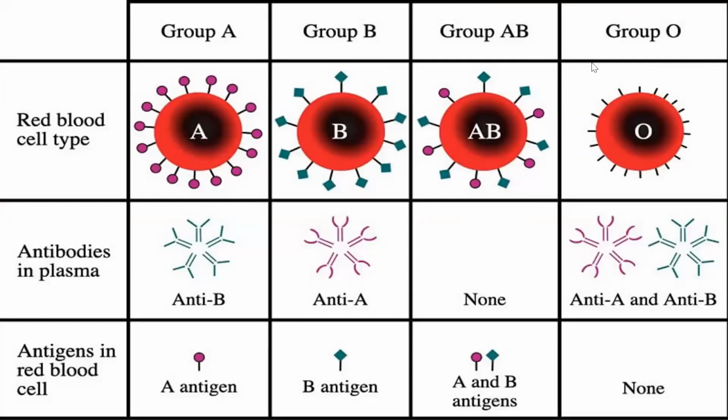This chart shows that blood group A has A antigen in blood cells and anti-B antibodies in plasma. In the case of blood group B, blood group B has B antigen in blood cells and anti-A antibody in plasma. Whereas blood group AB has A and B antigens in blood cells, but has no antibodies in plasma. And blood group O has no antigen in red blood cells, but has anti-A and anti-B antibodies in plasma.